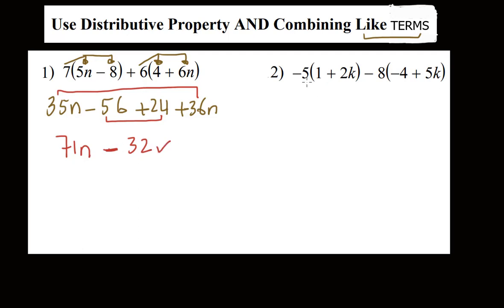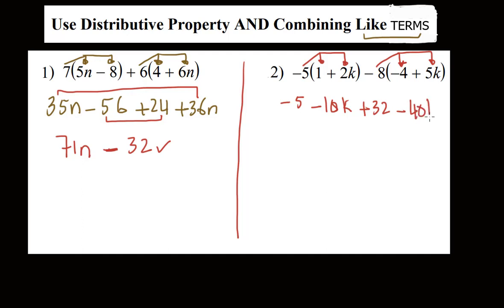So now let's see when we multiply a negative number outside within the parentheses. So negative 5, when we multiply positive 1, then we have negative 5. So negative 5, when we multiply positive 2k, then we have negative 10k. So negative 8, when we multiply negative 4, then we have positive 32. Because we're reversing all the operations. Negative 8, when we multiply positive 5k, then we have negative 40k.